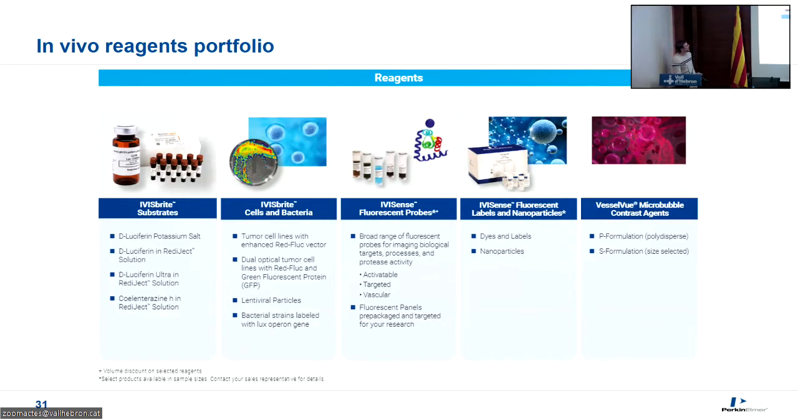So just having a look at IVIS bright substrates, it's basically the substrate you can use with your luciferase reporter. So we have D-luciferin, which is for click beetle and firefly luciferase, also for red firefly, so Luciola italica. And we are also selling coelenterazine, which is a substrate for Gaussia and for Renilla. And somehow we have also cell lines that are bioluminescent, or bacteria.